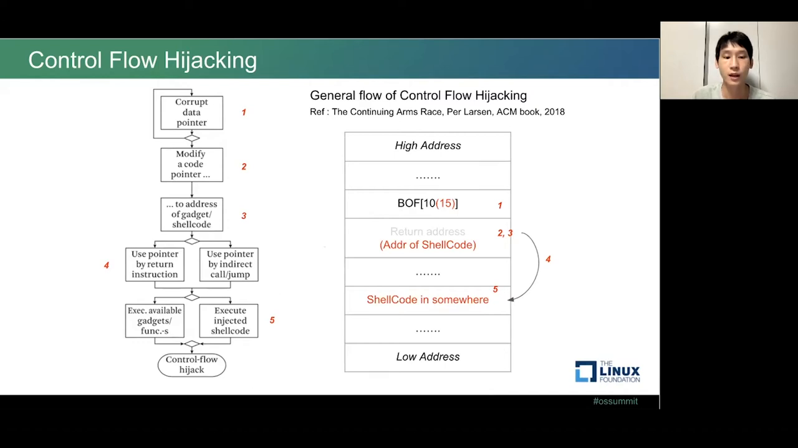The next step is to modify a code pointer. In this slide, the code pointer is the return address. So we modify the return address to the address of shell code. This is steps 2 and 3. For executing the injected shell code, we use the return instruction. At the end of a function, the return instruction is called. So if we overwrite the return address with the shell code address, we can jump to the address which stores the shell code. Of course, the shell code is in an executable memory area. Finally, we change the original flow of the program.